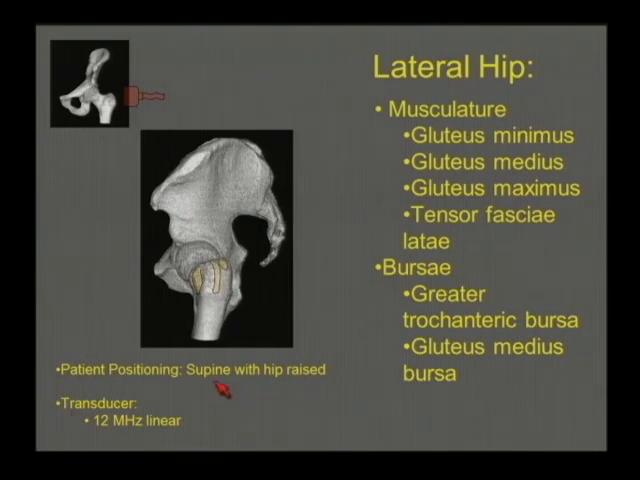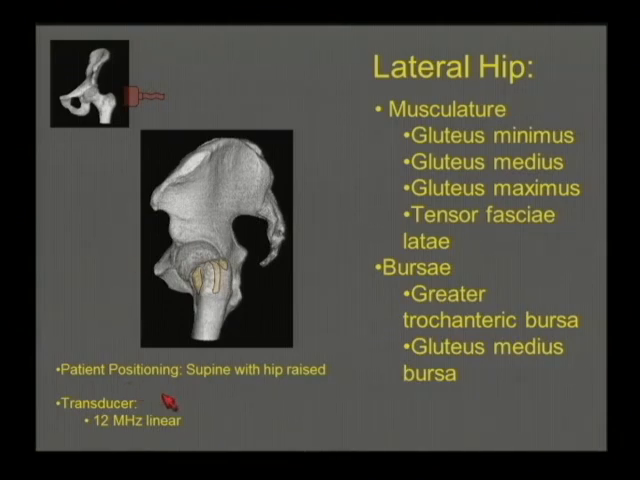Here I have listed supine with the hip raised. In most cases, actually, we'll roll the patient so that the side we're evaluating is up. So they're in a decubitus position, symptomatic side up. Sometimes we'll do some combination halfway between that and supine, depending on the patient's level of discomfort. But if you can have those structures that you're looking at really up and easily accessible, that's the way you want to go in most cases.